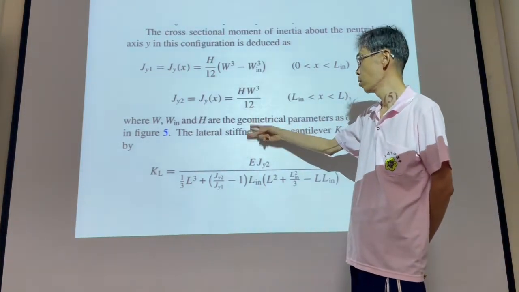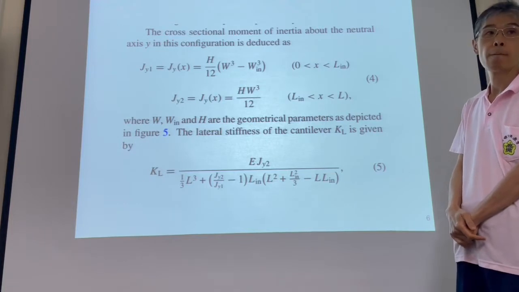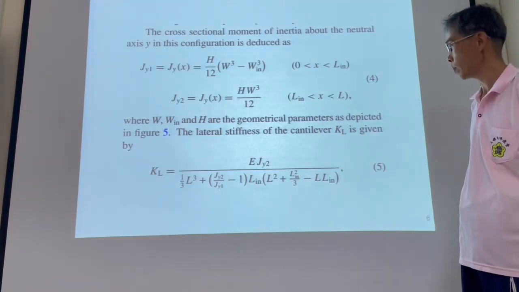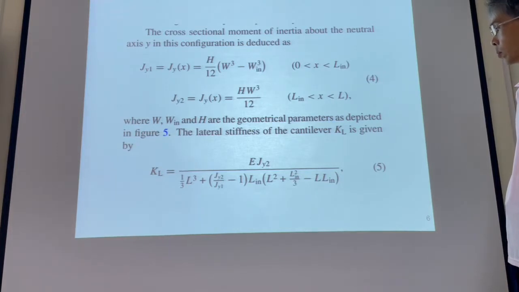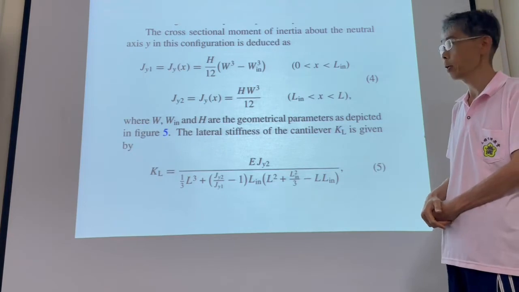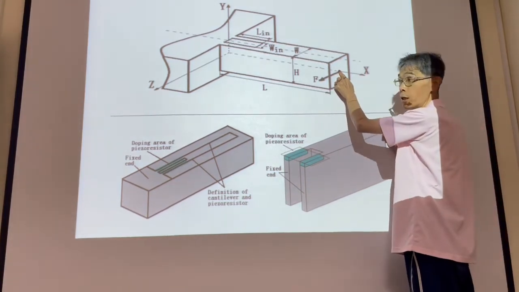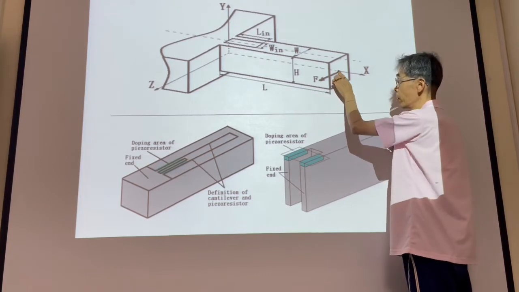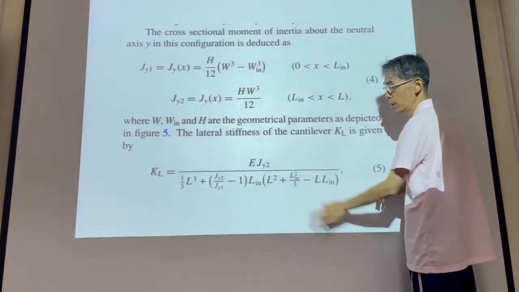Could you read this? W, E, and H are the dimensions as depicted in figure 5. The stiffness of the cantilever KL is given by... The lateral stiffness means the ratio between force F and the displacement at the tip. We apply the force here, and you can measure the displacement at this point. So the force divided by the displacement at this point is the stiffness. Next, this is the stiffness equation.